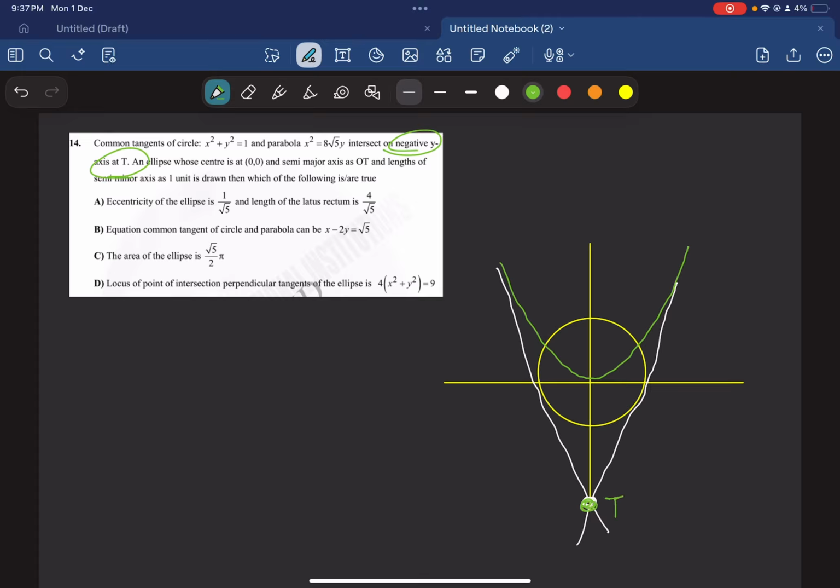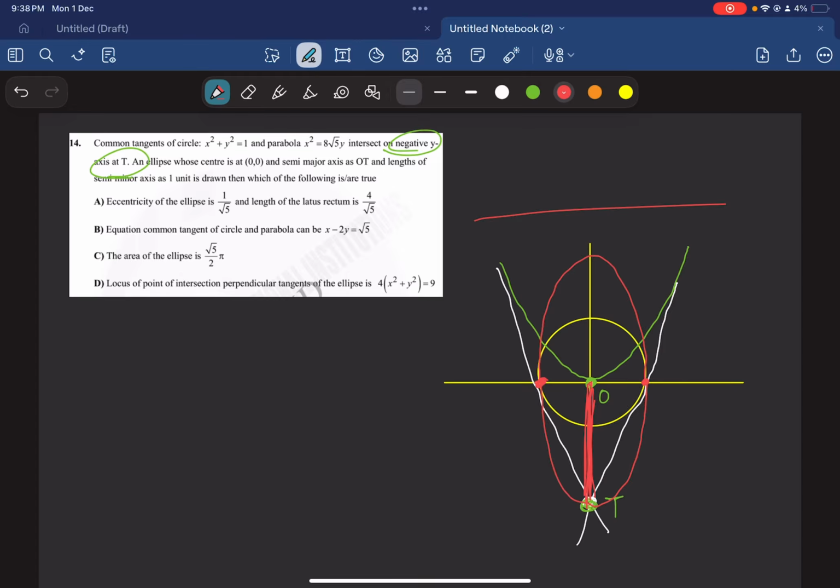Alright. An ellipse whose center is at origin. So center is origin and semi-major axis is OT. This is O and OT is the semi-major axis. The length of semi-minor axis is 1. So these are the ends of the semi-minor axis. So there is an ellipse something like this and OT is the semi-major axis. Alright, is drawn. Then which of the following statements are true? So this is the construction. So you have a parabola, you have a circle and then you have an ellipse here.